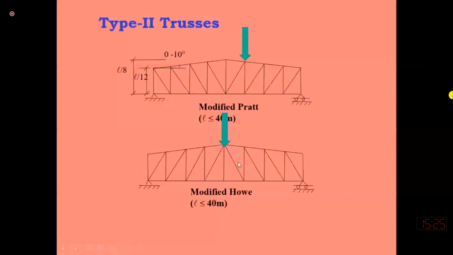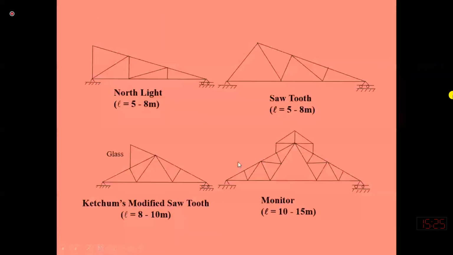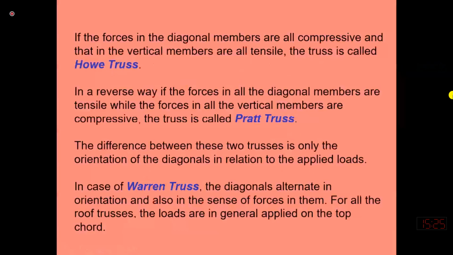maybe I have it wrong. So in Pratt truss, all vertical members will be in compression and diagonal members will be in tension. But in Howe, all vertical members will be in tension and diagonal members will be in compression. Okay, one more thing.